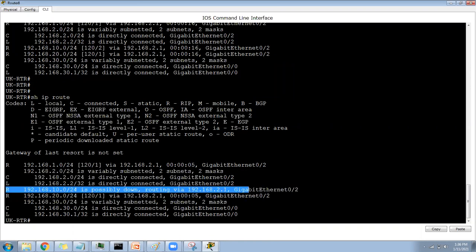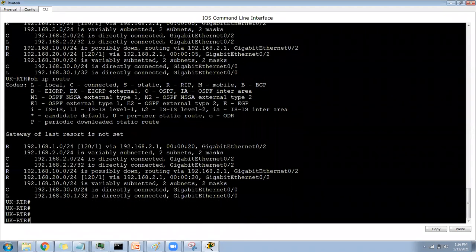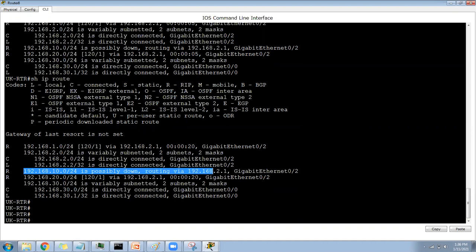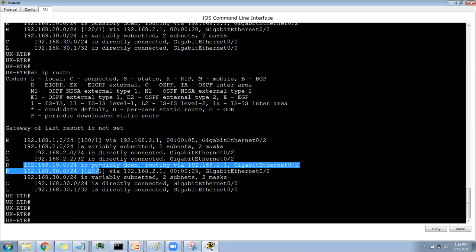So what will happen? Yesterday, Friday also, we have seen it takes around 240 seconds, around 4 minutes, to remove it from the routing table. Till that time, it will think that this LAN is still up. So this was the problem in RIP.